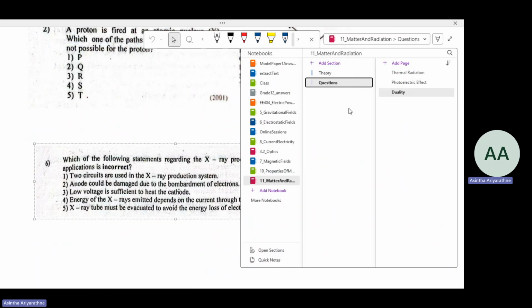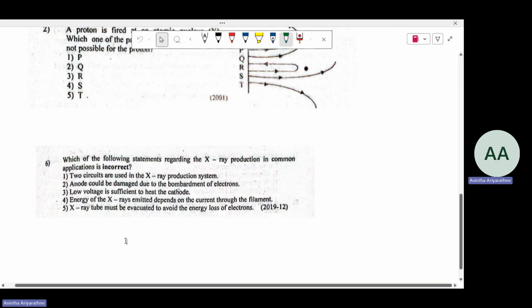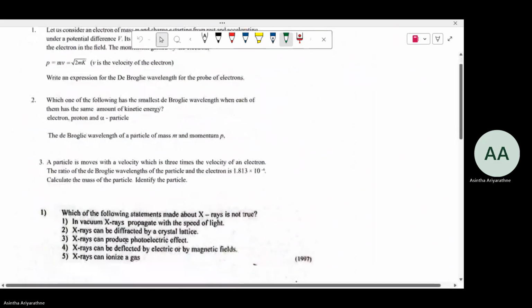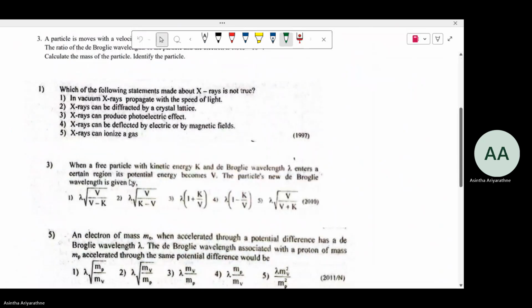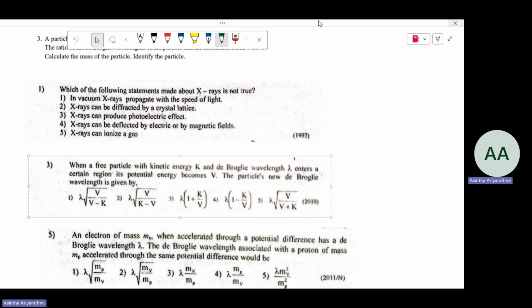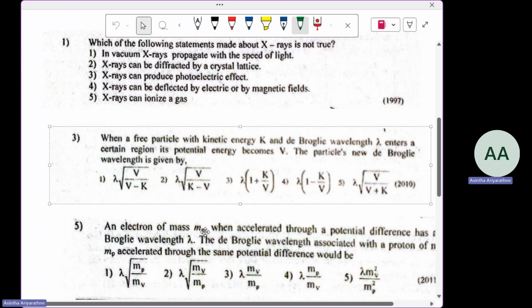So let's go for some questions first. Let's try this question. The third question first.